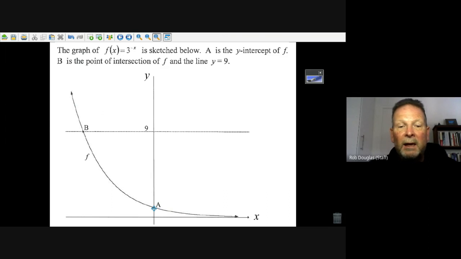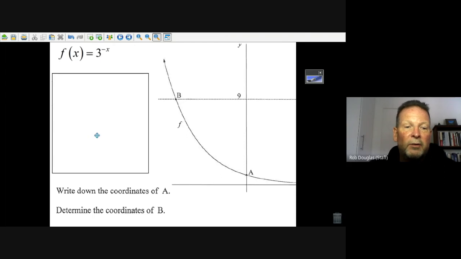They tell you that A is the y-intercept, and this is the x-axis, and there's a line up here, y equals 9, a dotted line, and it goes through a point called B. So we're given the y coordinate of B is 9. Okay, let's start some of the questions. It's really good to read it really carefully. A is the y-intercept, and B is the point intersecting the function and the line y equals 9. Okay, now that we got that clear, let's try the questions.